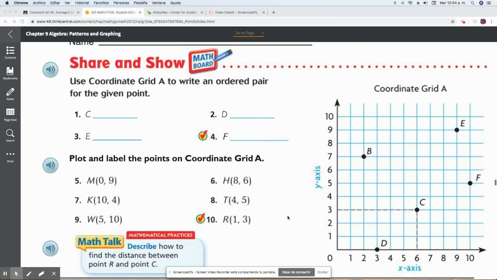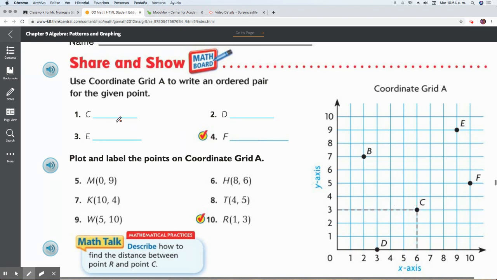Okay, so this is where the fun starts. Page 375. Use a coordinate grid A to write an ordered pair for the given point. So first thing that we're going to do is to find where C is. Letter C is right here.